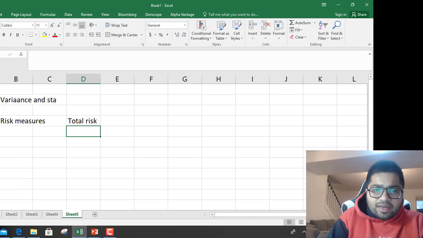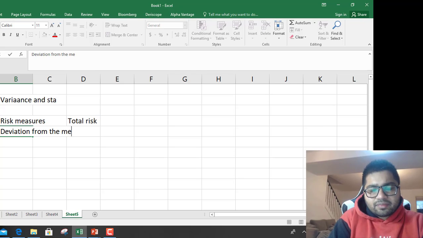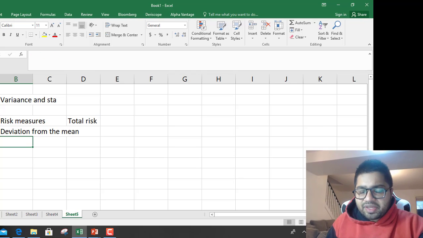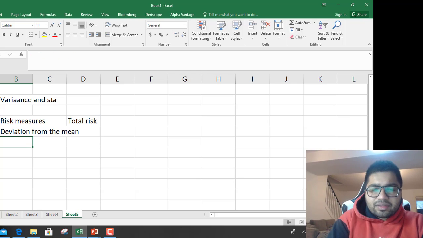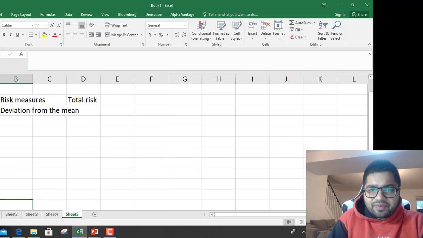Now, what are risks? What do we mean by risk measures? Risk measure means they calculate deviation from the mean. So how much the stock or the asset deviates from the mean. I'll show you the calculation of variance and standard deviation, and we'll compare two stocks.